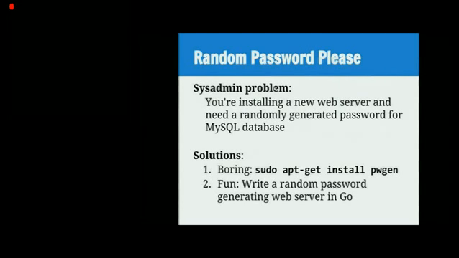So in a previous life I installed websites. So you're installing a new web server and you need a randomly generated password, which if you're good sysadmins, you will store in the in-house wiki. So solutions, you can sudo apt-get install pwgen, or it's boring, or if I find you can write a random password generating web server in Go, which is what I did.